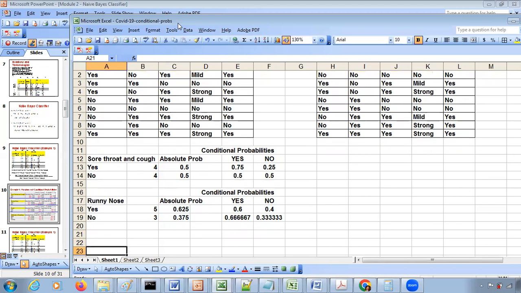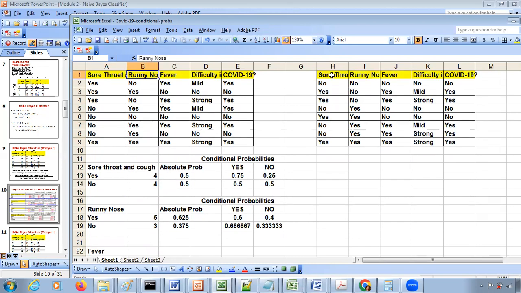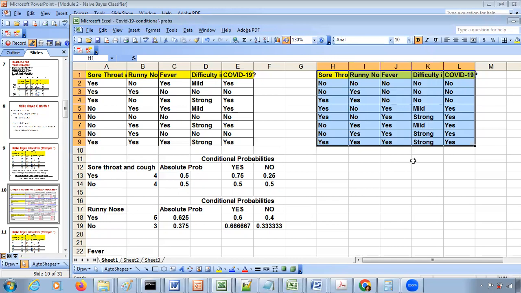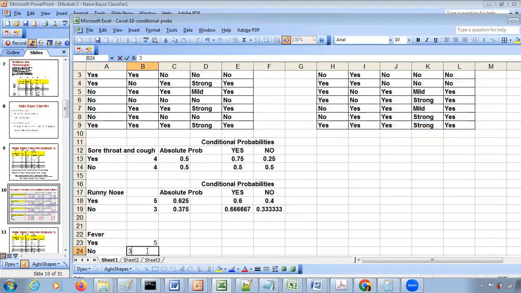So let's do now the next feature, which is fever. Again, the values for fever are either yes or no. So for the absolute numbers, let us sort the table based on fever. Again, the sorting is just for easiness for us to count the number of occurrences of the records with these values as no, like that. So again, for fever, we have 5 of the 8 records to have yes as a value and 3 of them have no.